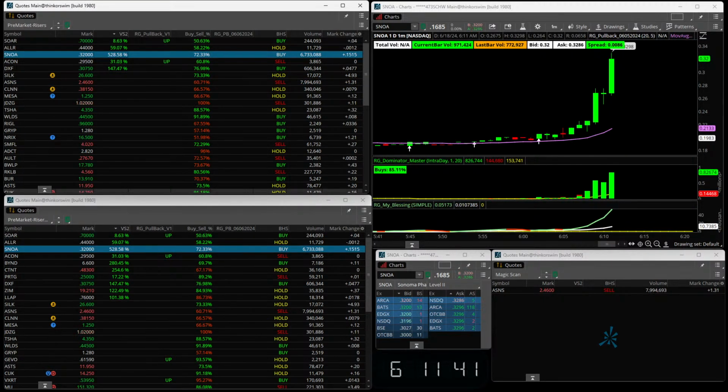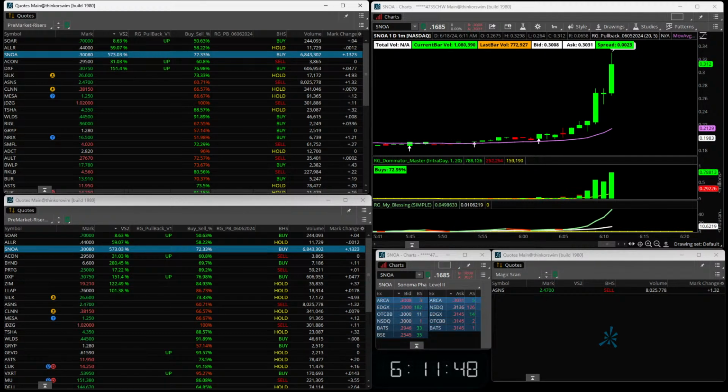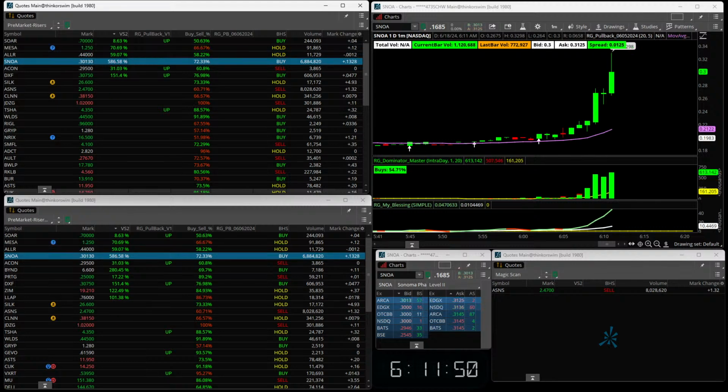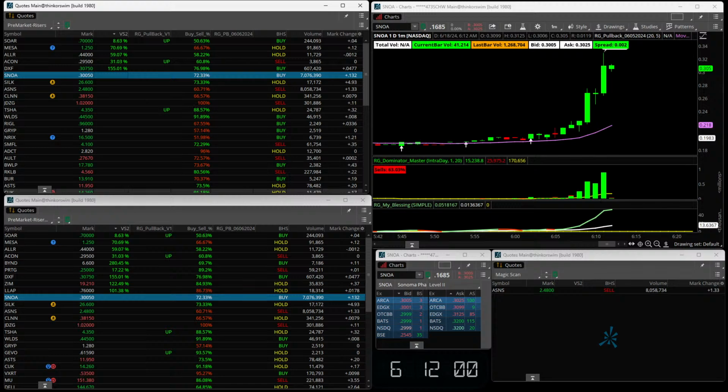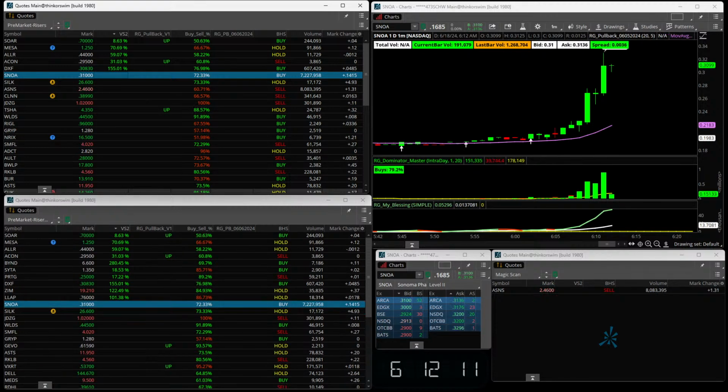SNOA making a run up. Cheap stock under 50 cents. Be careful on this one. They can be pump and dump sometimes. Let's see if it'll run. I'm not going to play this stock at all. It's too cheap for me. Been burnt too many times by these cheaper stocks.